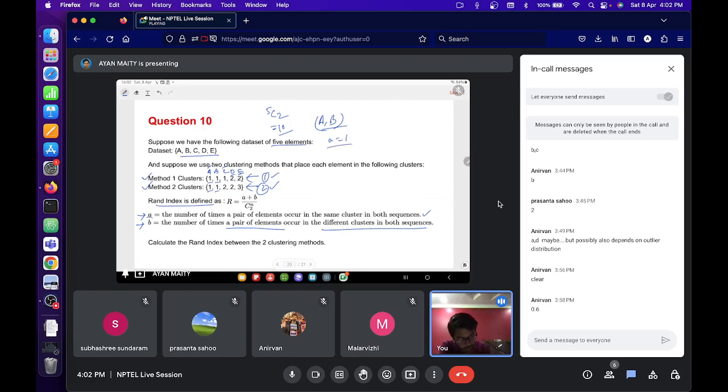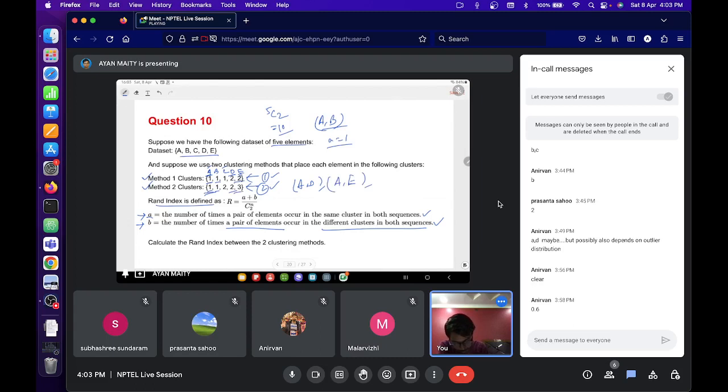And now we have to find out the value of B. B is the number of times a pair of elements occur in different clusters in both the sequences. So A and D occur in different clusters in the first sequence, and also in the second sequence. So AD is 1. AE occurs in different clusters in the first sequence, and also in different clusters in the second sequence. So similarly AE would also be there.